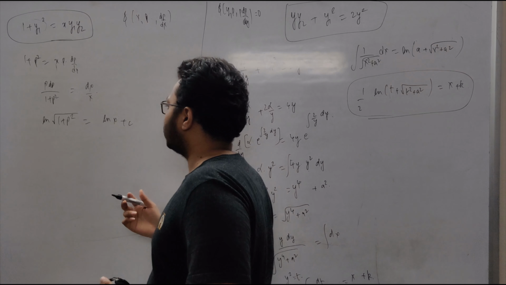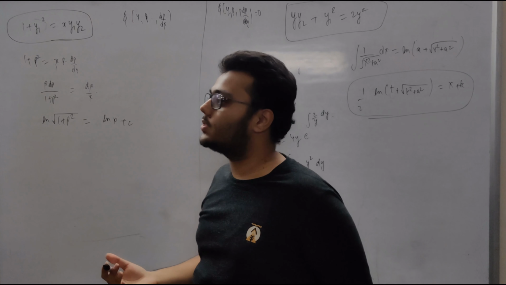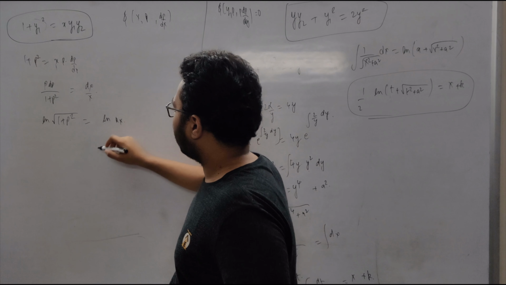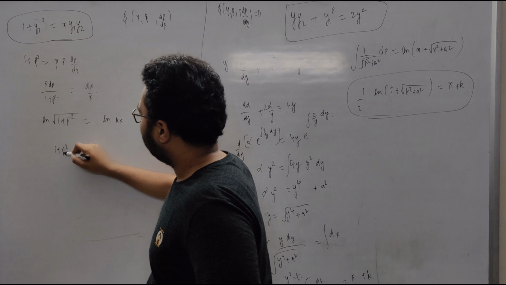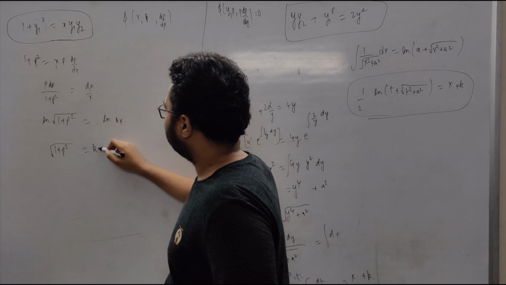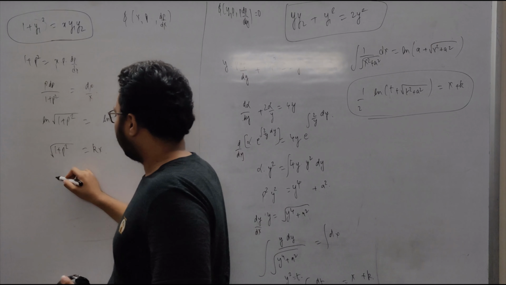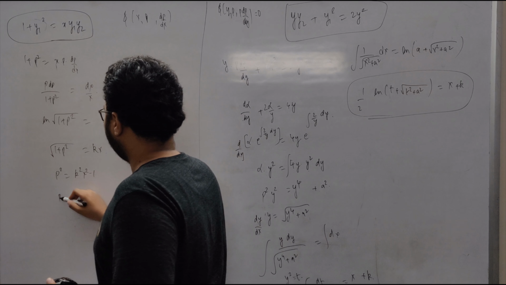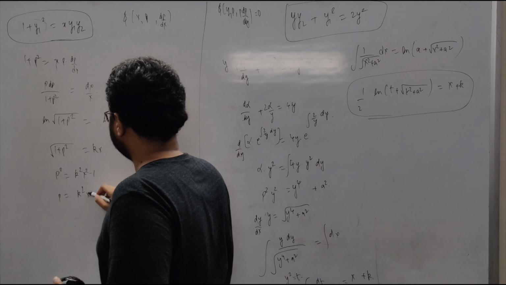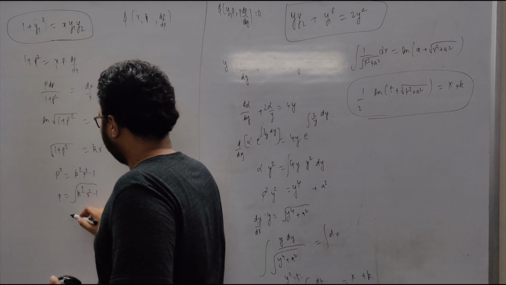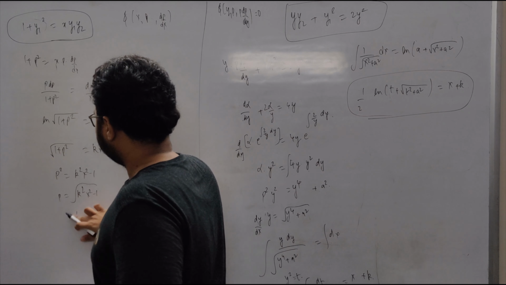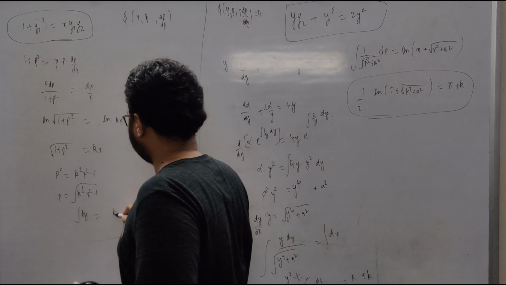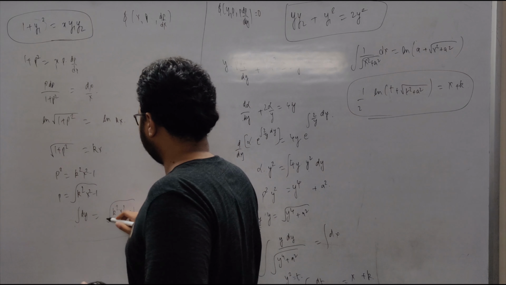Now this c is the same as ln of something, ln k, let's say. So it is ln kx, and ln x is a one-one function. We have 1 plus p square equals k square x square, so p equals under root k square x square minus 1. P was equal to dy by dx, so we have the integral of dy equals the integral of under root k square x square minus 1 dx.